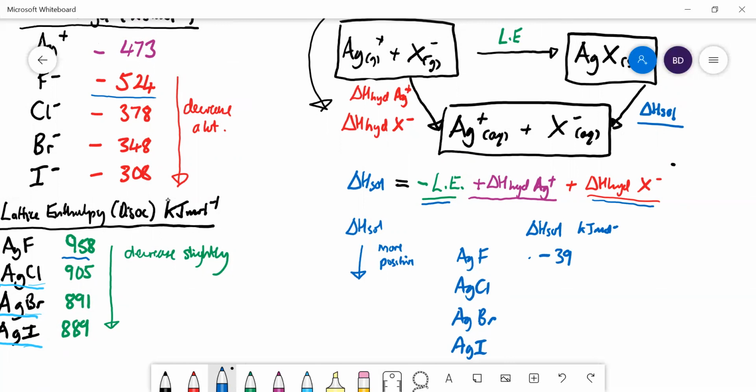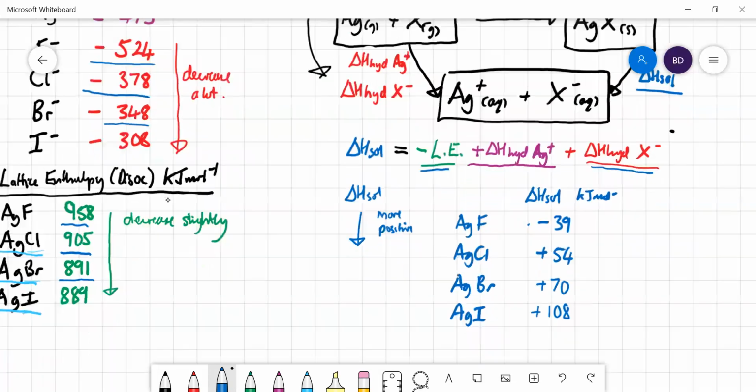Now with the AgCl, the lattice enthalpy doesn't change that much, but this is a lot less negative. So that means the overall effect is delta H sol is not as negative. It's actually a lot less negative. It's positive, it's plus 54. And the same thing happens with the bromide. The lattice enthalpy goes down a little bit, like 15 kilojoules, whatever it is, but this goes down by more, by 30. So this becomes even more positive. So that's plus 70. And the trend continues with the iodide, and that's plus 108.